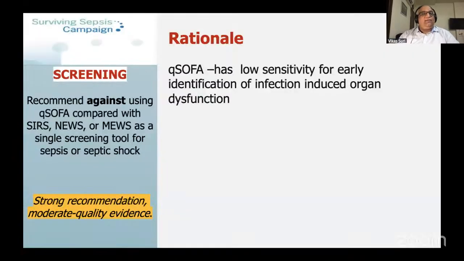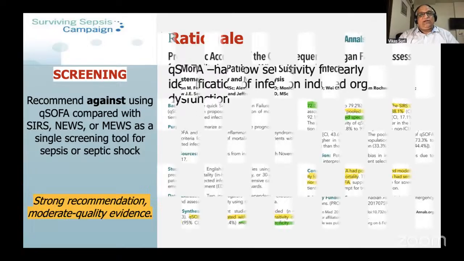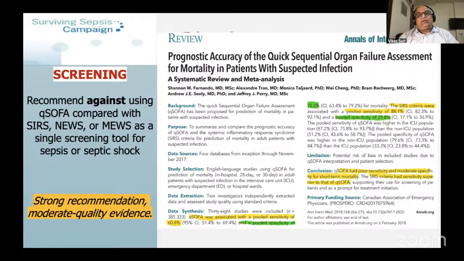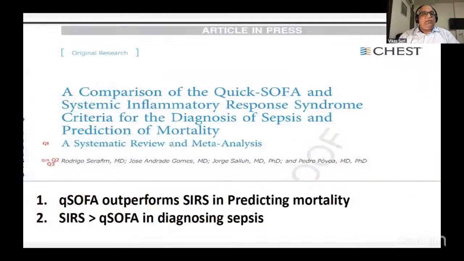Coming to the first one, the Surviving Sepsis Campaign recommends against using qSOFA as a single screening tool for sepsis or septic shock. Well, the rationale behind this is that it has a low sensitivity. In a study published in Annals of Internal Medicine, qSOFA was associated with a low sensitivity as compared to the SIRS criteria. Though the specificity of the SIRS criteria was lower, the sensitivity was more than qSOFA.